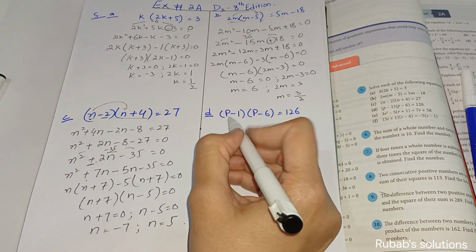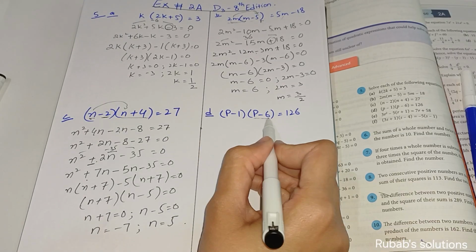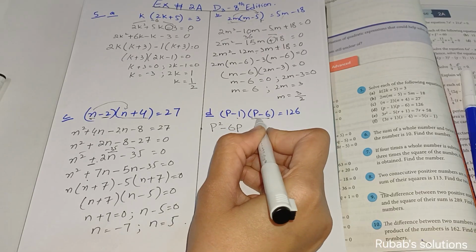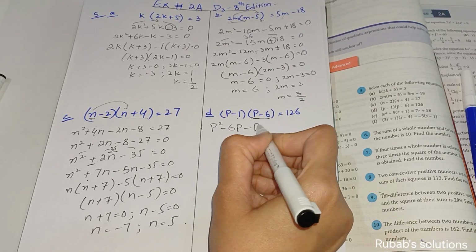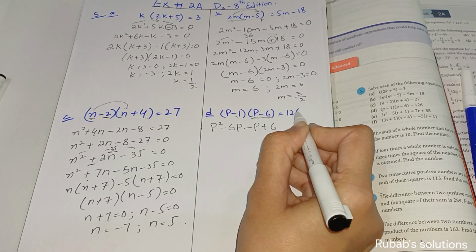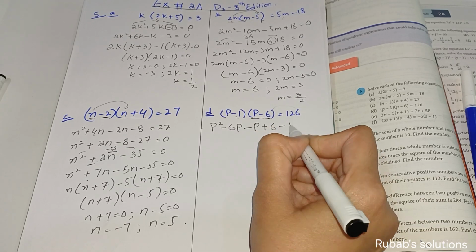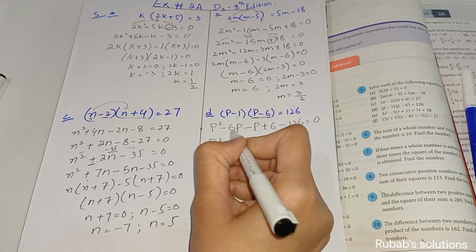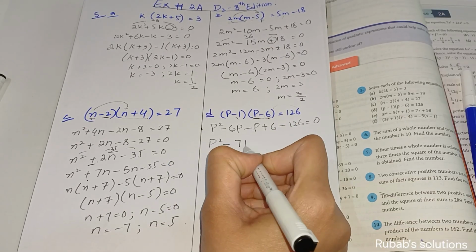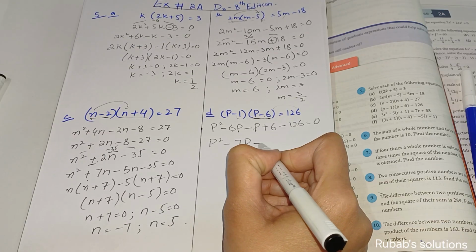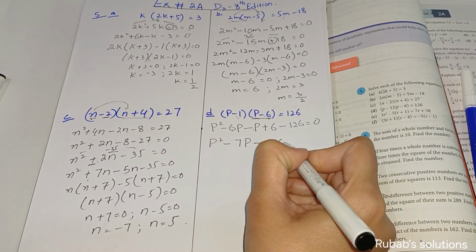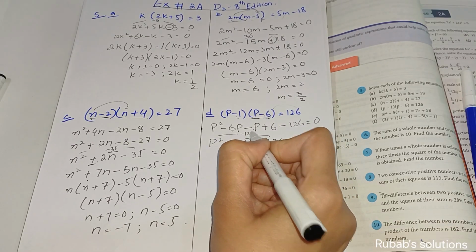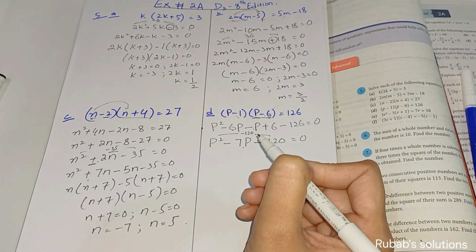First of all, I have to open the bracket, so that means p multiplied with these two terms will become p square minus 6p minus 1. Multiplying with this term, it will become minus p minus minus plus 6, and I am shifting this minus 126 to the other side, it will become minus 126. So p square, that will become minus 7p, and from here it will be minus 120 is equal to 0. Now it is minus 120 and over here it is minus 7p.